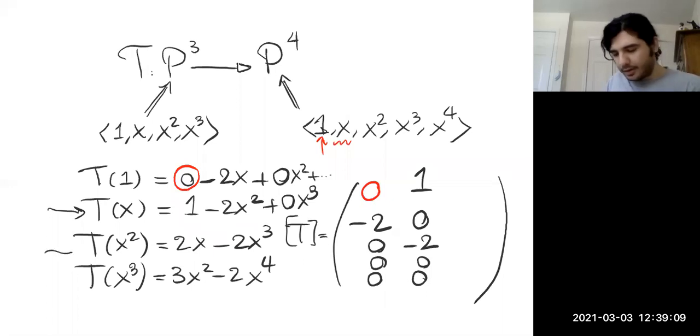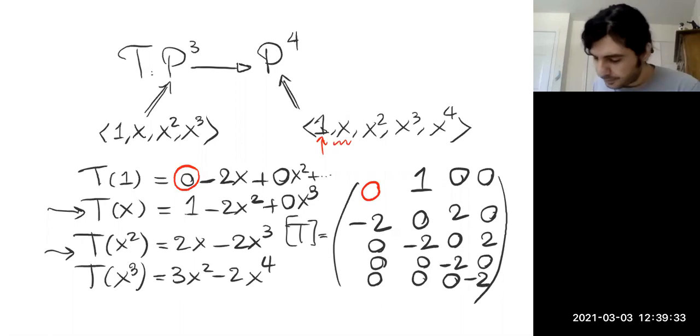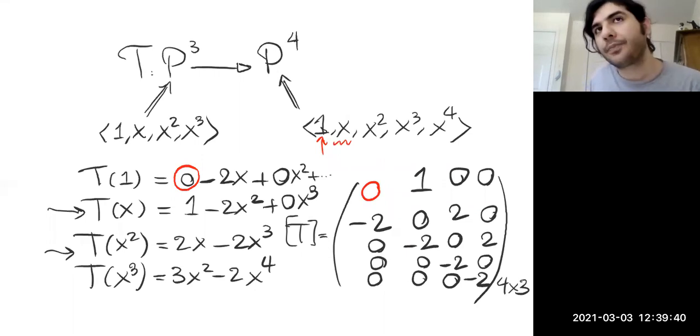Look at the third one. It's 0 times 1, because there's no constant, plus 2 times x. There is no x squared, so it's 0 times x squared, minus 2 times x cubed, and there's no x to the 4. And the last one is also similar: 0 times 1 plus 0 times x plus 3 times x squared, 0 x cubed, minus 2 times x to the 4. So we get a matrix which is 4 by 3. This is the matrix we would get.